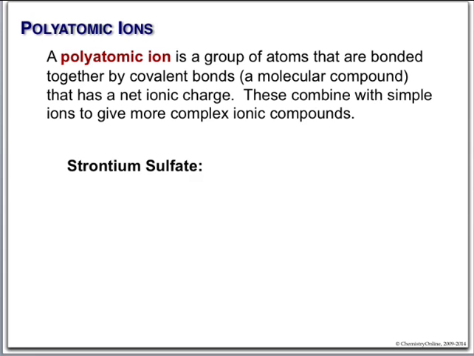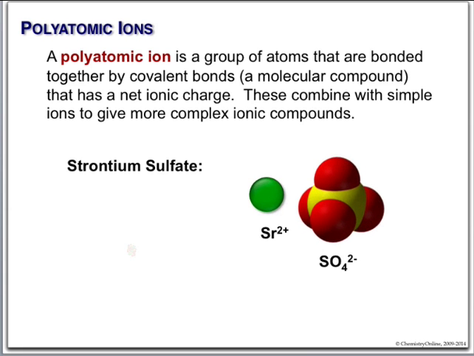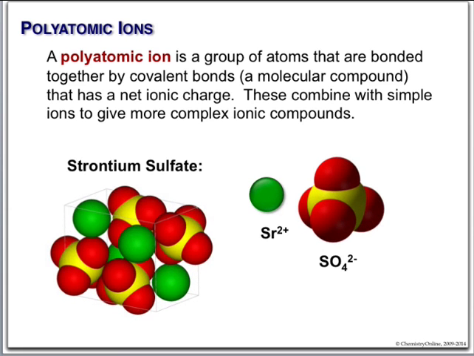An example, strontium sulfate. Strontium we'll just represent as a little ball. This is a group 2 metal. It will form a +2 ion. Sulfate consists of 1 sulfur and 4 oxygens. They're all held together by covalent bonds, but the group, SO4, all of this, has a -2 charge.